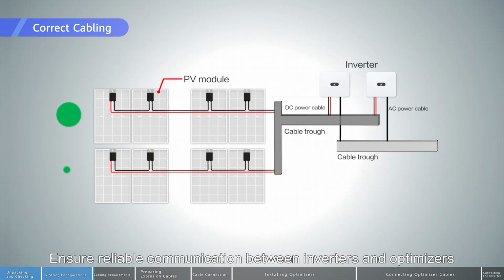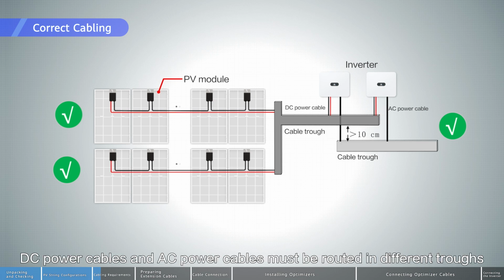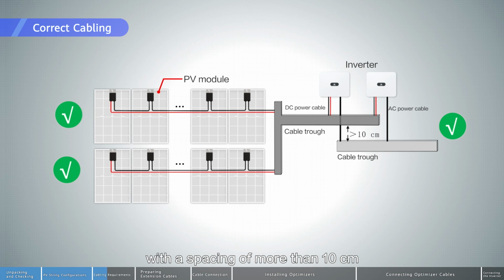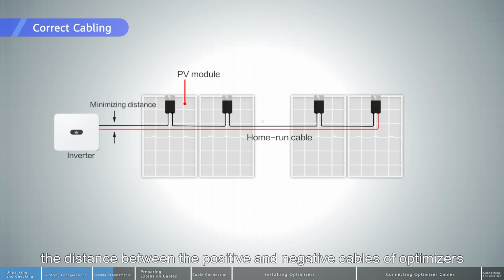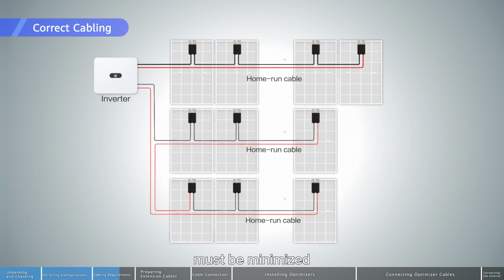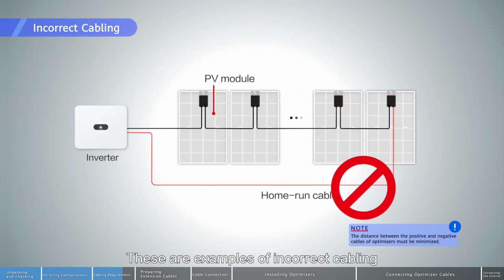Ensure reliable communication between inverters and optimizers. DC power cables and AC power cables must be routed in different troughs with a spacing of more than 10 centimeters. To minimize electromagnetic interference, the distance between the positive and negative cables of optimizers must be minimized. These are examples of incorrect cabling.